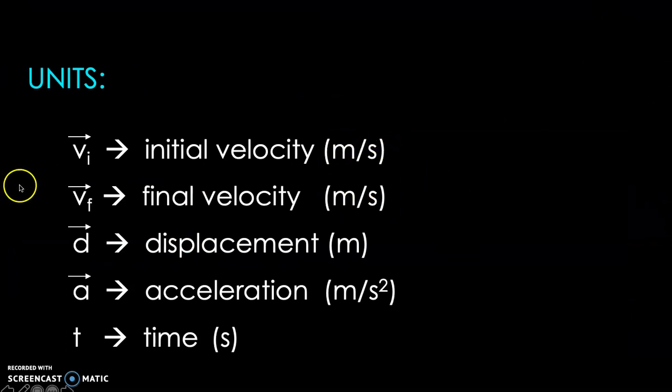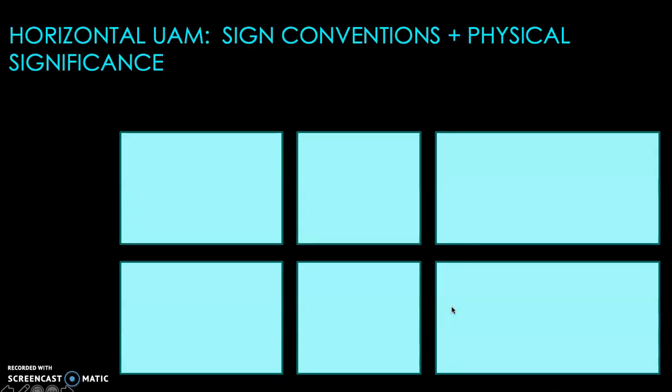Going forward, don't forget about the units, okay? Meters per second for the two velocities, meters for displacement, because displacement is the shift in position, and then acceleration is meters per second squared, and then time is in seconds. I've explained in another video why acceleration is in meters per second squared.